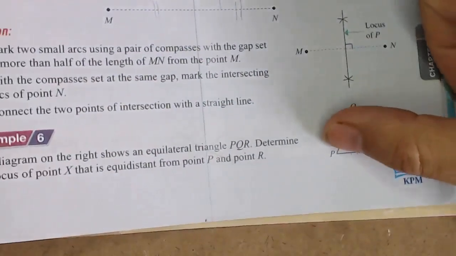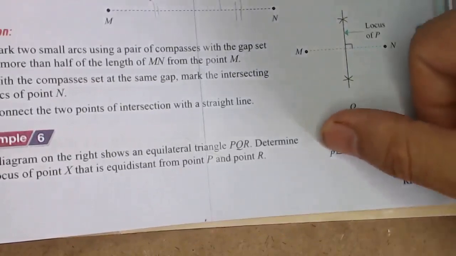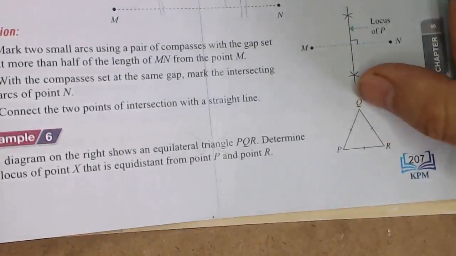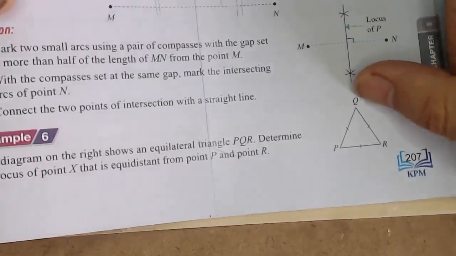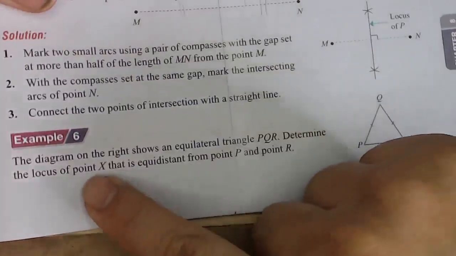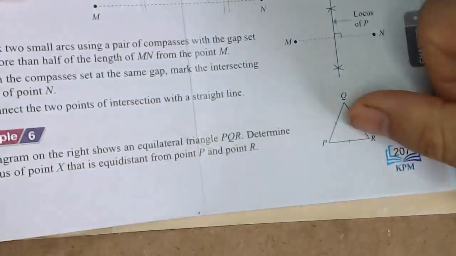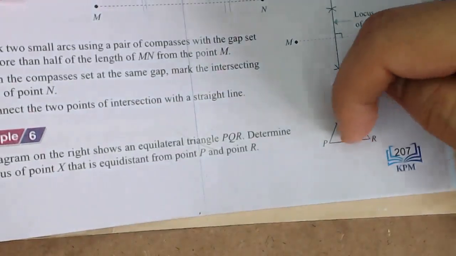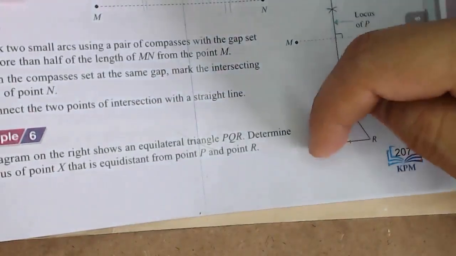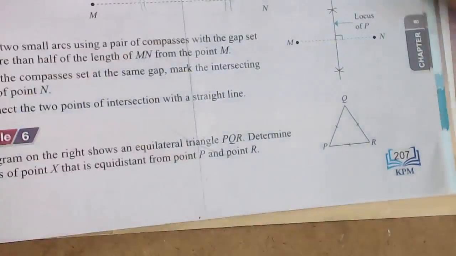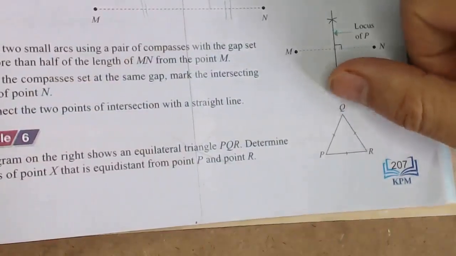So the idea is only these 2 points here, that is P and R. It doesn't care about this Q. So we need to find the locus of point X, which can move equidistant between P and R. Now, how are we supposed to do that? How do we find the locus?